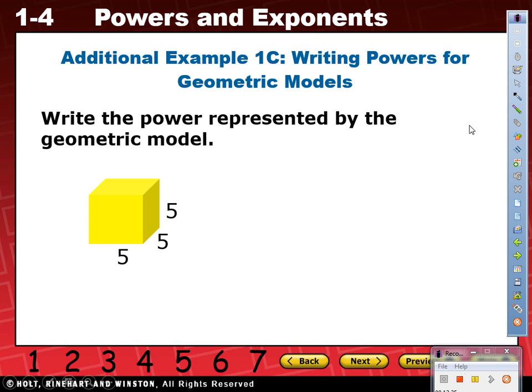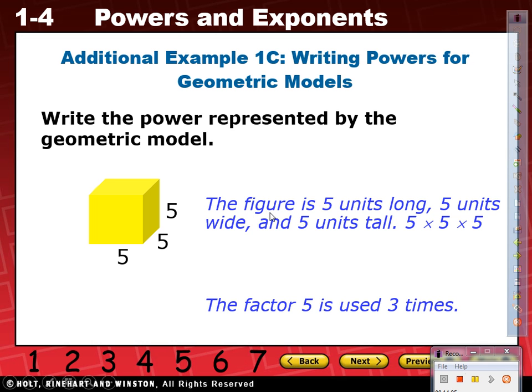Very similar to the other one that we did. See if you can get your power for that one. Everybody done? Okay, how about now? All right. Did they say to simplify? No, that means we don't multiply it out. We just need the power. Let's see. So this became 5 cubed. Is that correct? All right. So far so good. That's what it means to write the power.